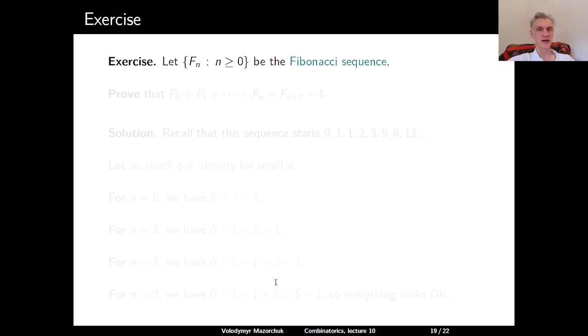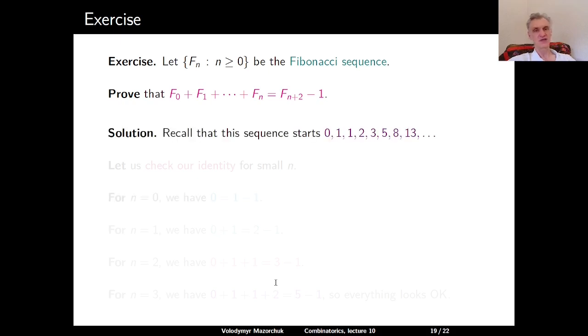Let us do one more exercise which involves the Fibonacci sequence. So let fn be the Fibonacci sequence. Prove that f0 plus f1 plus and so on plus fn is equal to f(n plus 2) minus 1 for all n. Solution. Let's first check this formula. So our sequence starts as follows: 0, 1, 1, 2, 3, 5, 8, 13, and so on. Let's check this identity for small n.